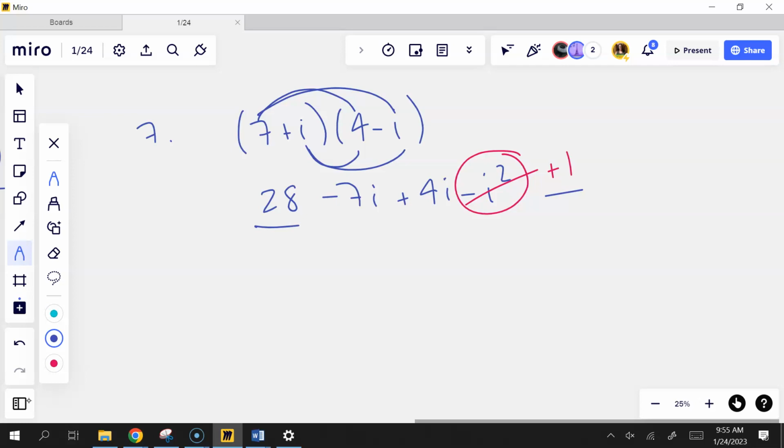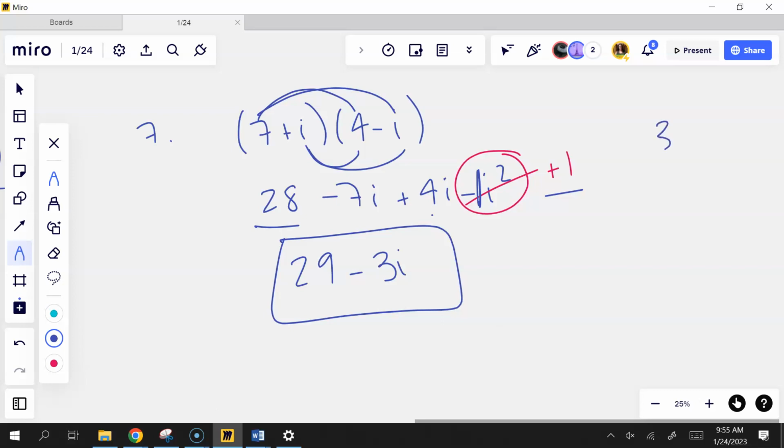28 and 1 gives you 29. Negative 7i and positive 4i gives me minus 3i. Yes, i squared always drops off of whatever number, and since there's an implied 1 here, so if you had 3i squared, that would just become negative 3. If you had negative 2i squared, that would just become positive 2. i squared would become negative 1, negative i squared, positive. The i squared drops off and changes the sign of the number that's hooked to it.